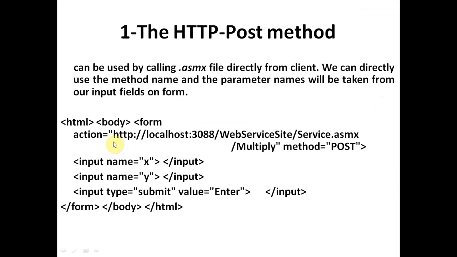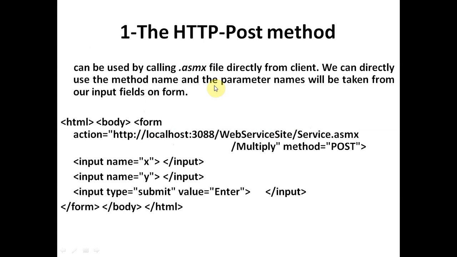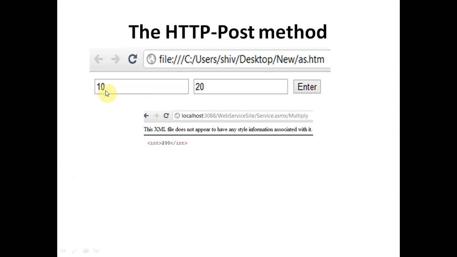So we have two text boxes, and its output is also there, for x and y. We have not mentioned any label here, so directly we see two text boxes. As we press enter, it will display the multiplication of these two numbers: 10 multiply 20 equals 200. So this is an integer output.